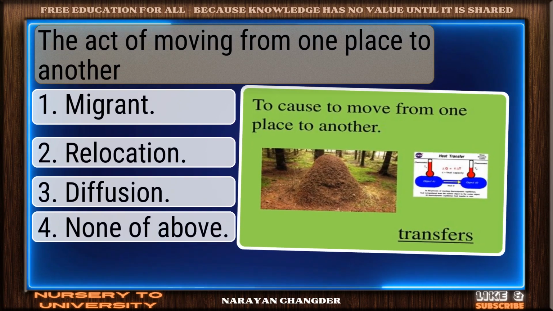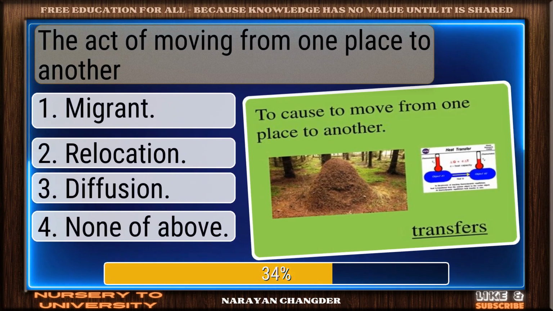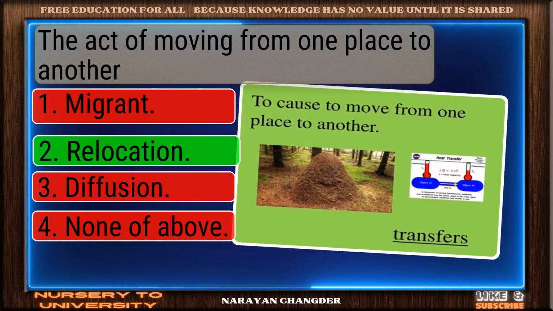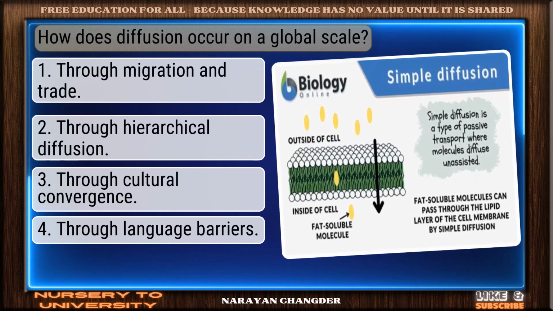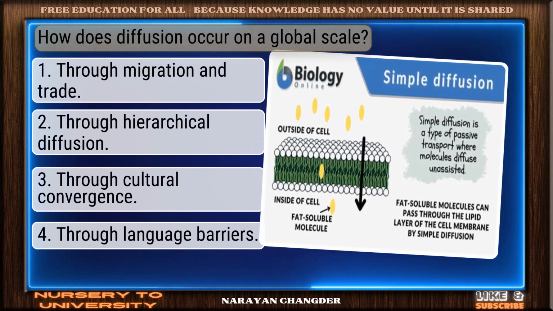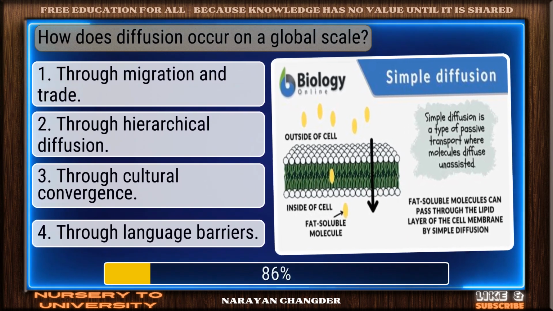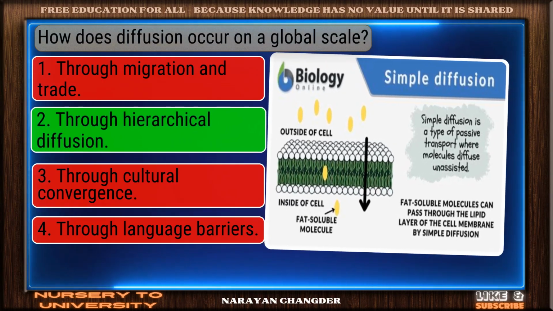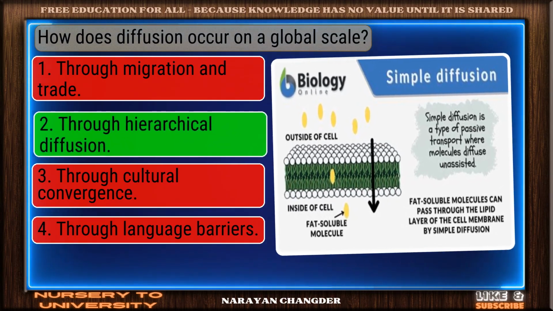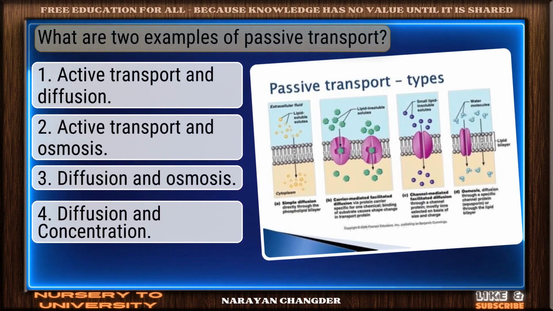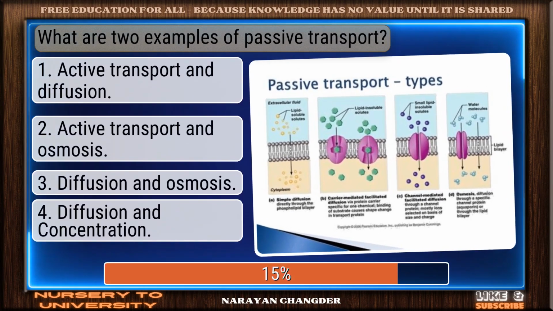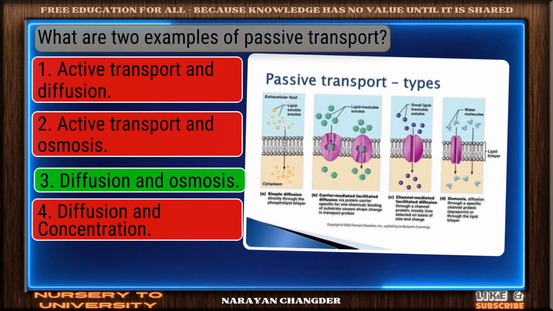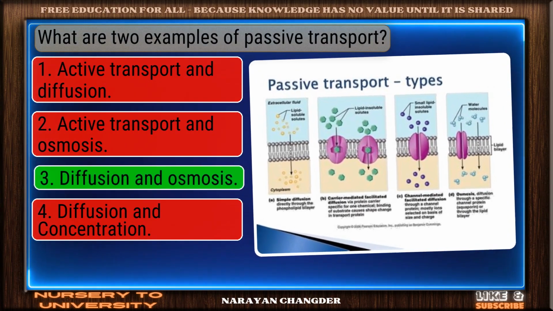The act of moving from one place to another. Well done. Relocation is the right choice. How does diffusion occur on a global scale? Exactly. Through hierarchical diffusion makes sense, and it is the right choice. What are 2 examples of passive transport? Solid response. Diffusion and osmosis is a valid choice.